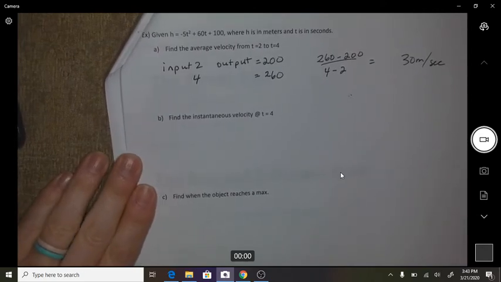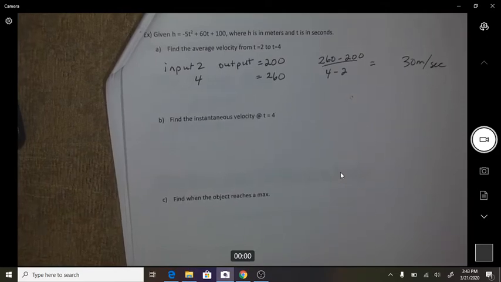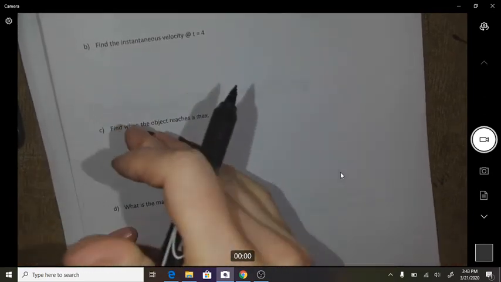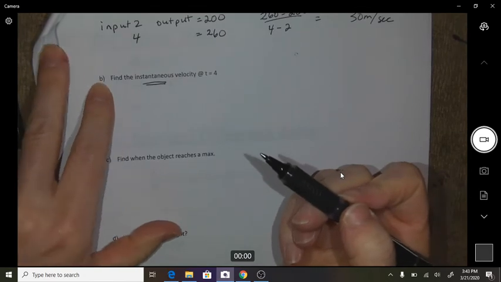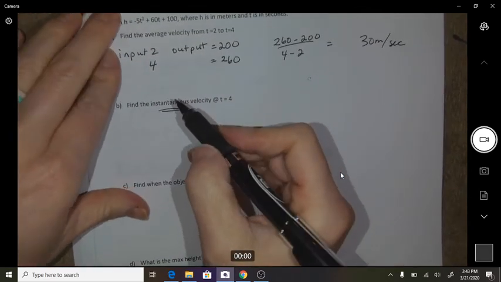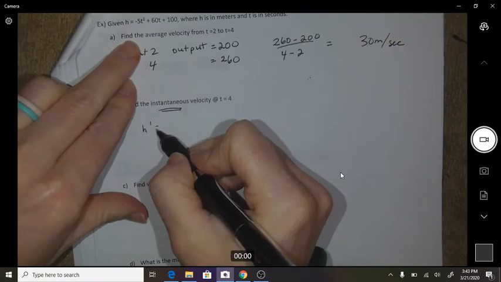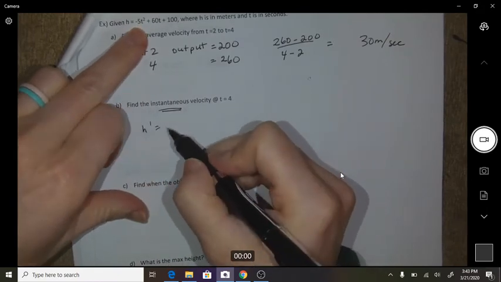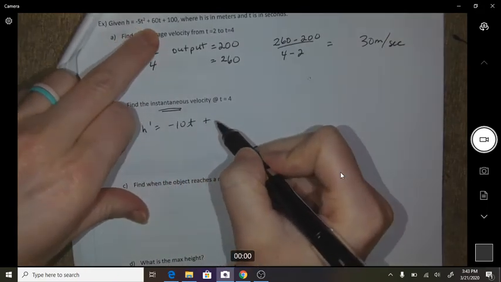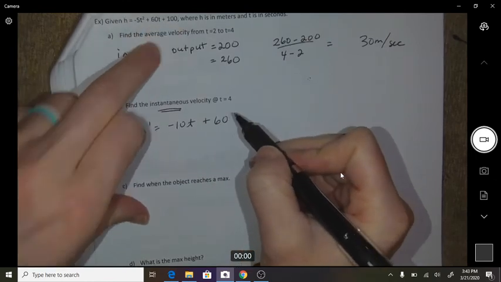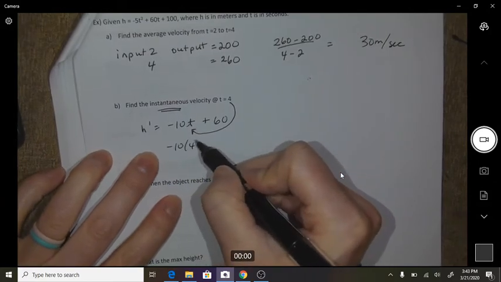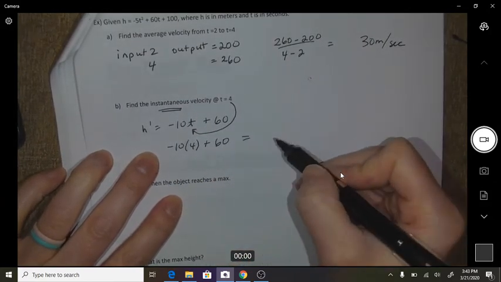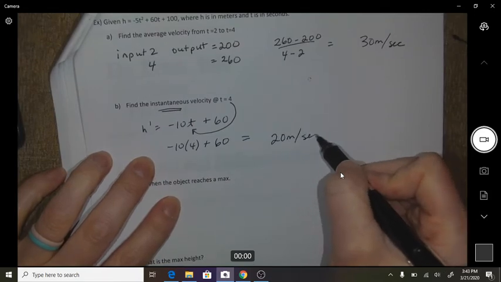Find the instantaneous velocity. Find the instantaneous velocity at 4. So now we have to derive because it says instantaneous. Okay, so when we derive our equation, we get negative 10t plus 60, and then that's 0. So at time is 4, now I need to input a 4, so that equals 20 meters per second.